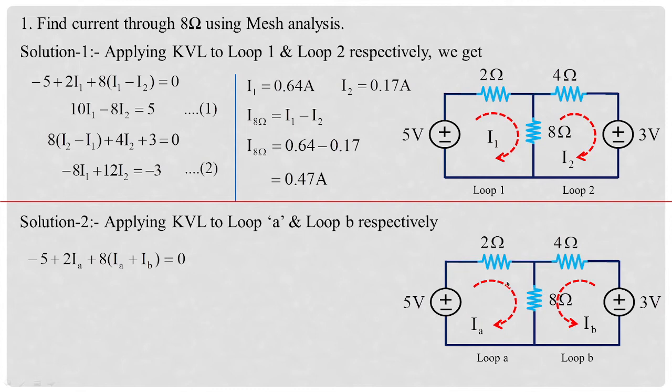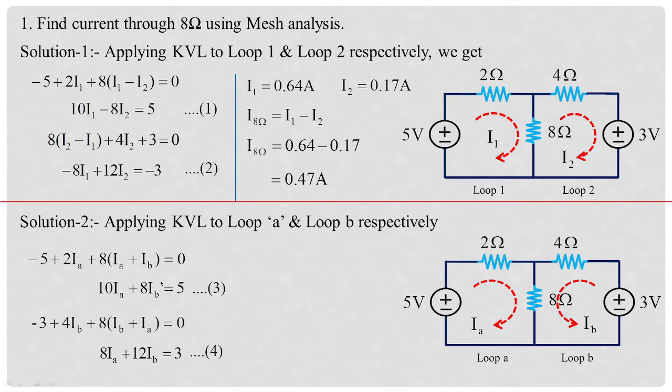Now this assumption is based upon the directions of the currents we have considered for the loops. So with this you have to reshuffle or rearrange the equation, then you're going to get 10 IA plus 8 IB is equal to 5. This we are treating as equation 3. With the same logic I'm starting with minus 3 plus 4 IB plus 8 (IB plus IA) is equal to 0. So with this I'm going to get another equation as 8 IA plus 12 IB is equal to 3.